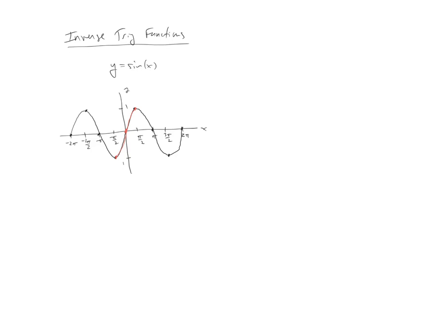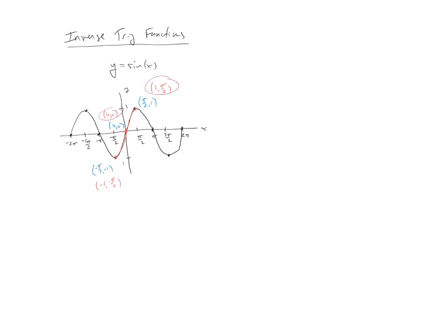If you remember back from algebra, to find an inverse, all we have to do is simply interchange coordinates. On my graph, currently, I have the point negative pi over 2, negative 1. I have 0, 0, and I have pi over 2, 1. For the inverse function, I'll flip the coordinates. So 1, pi over 2, 0, 0 stays the same, and negative 1, negative pi over 2.